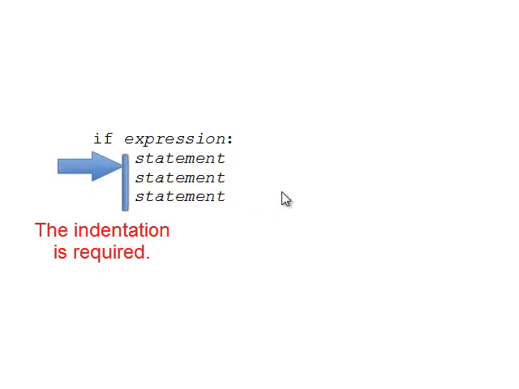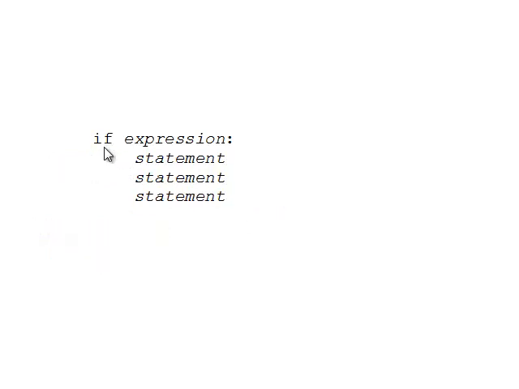Now, the way the if statement works is that it tests the Boolean expression, and if the expression is true, the block of statements that appears next is executed. But if the expression is false, the block of statements is skipped. Let's look at an example.